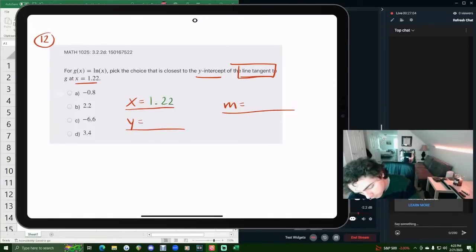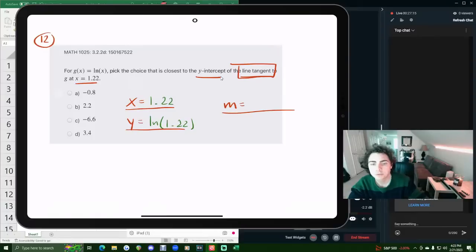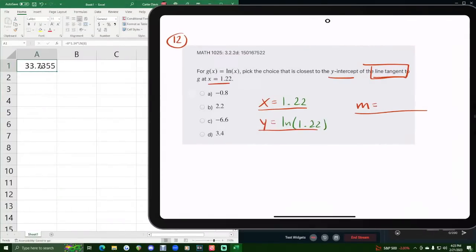The y value we will find by plugging in the x value to the original function. So ln of x, we'll just plug in 1.22. And so let's go ahead and do that, I suppose. Capital ln of 1.22. And we get approximately 0.1989. So y equals 0.1989. And then for the slope, the m value, this is where our new derivatives come into play.